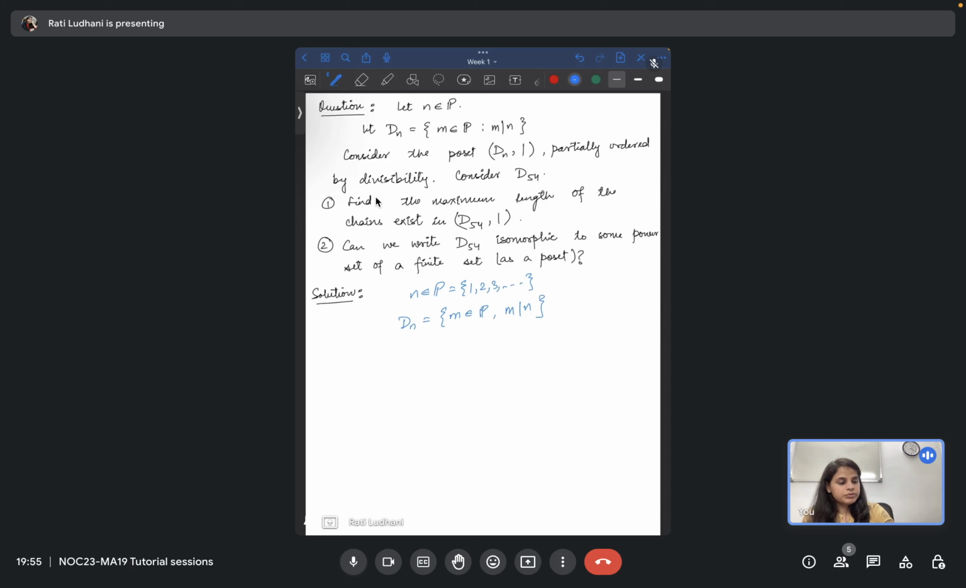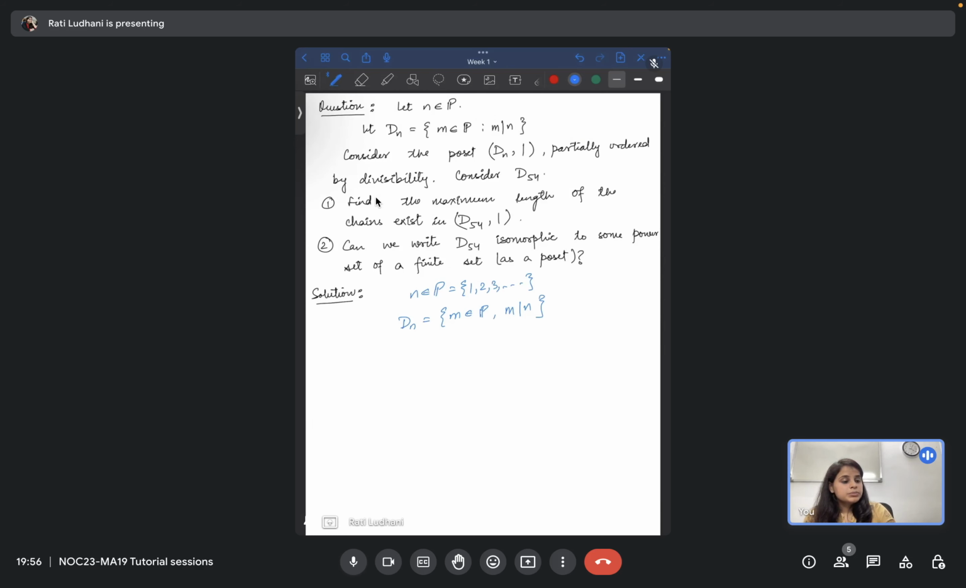So for example, if you want to take, let's say, 6, it should be what? All the divisors. So 1, 2, 3 and 6 should be there. This is divides, so you will take the same number also. So 6 you can take. So D6 is like this. Similarly, for any n you can write Dn.